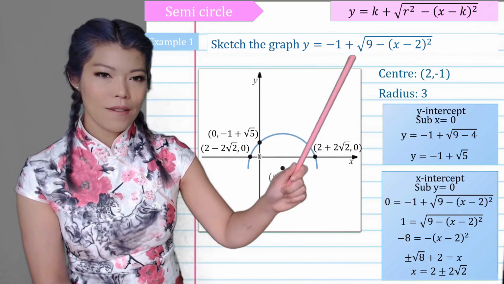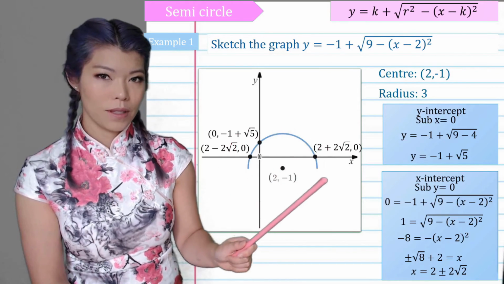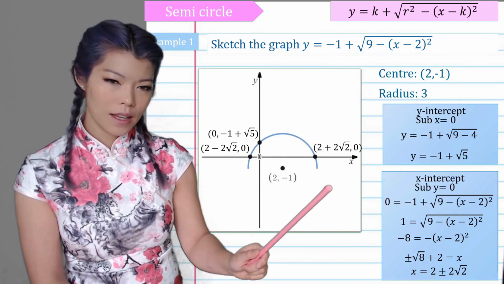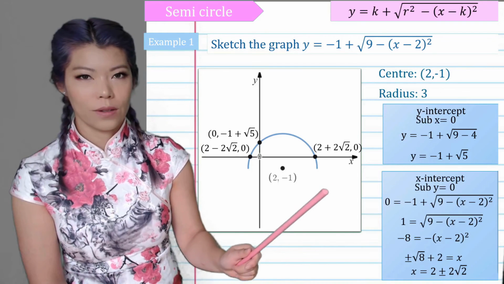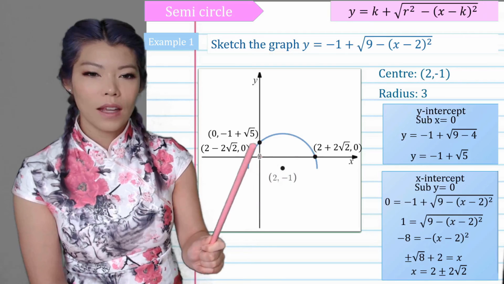Take note of the graph. When there's a positive in front of the square root, we have a positive semicircle. If there was a minus there, then it would have been a negative semicircle. And to check that, you would find the y and x intercepts, and you would see that they match with your graph.